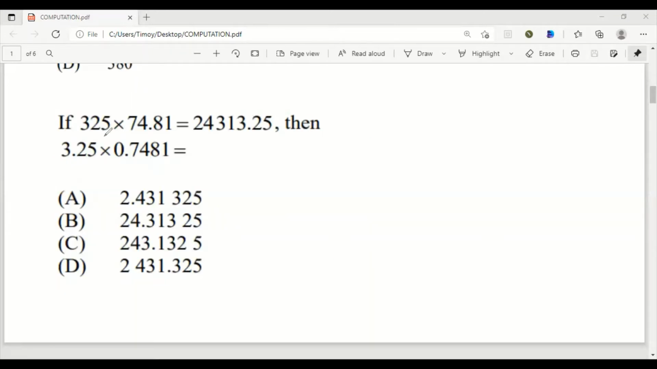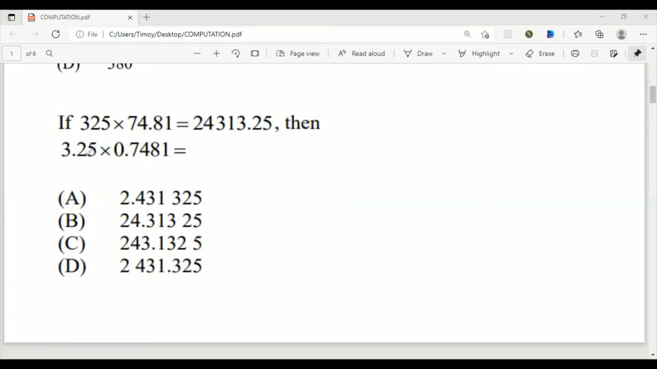If 325 times 74.81 equals 24,313.25, then 3.25 times 0.7481 equals? This is a question that you can actually figure out the answer without actually working it out. Now, when you multiply 2 decimals, what we know is that the result should have a sum of the 2 decimal places that were given in the 2 numbers.